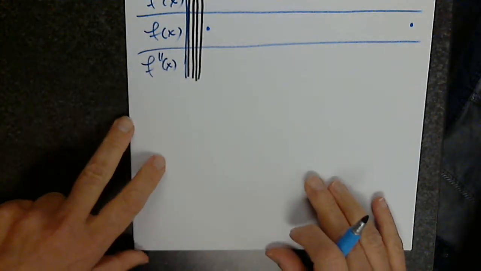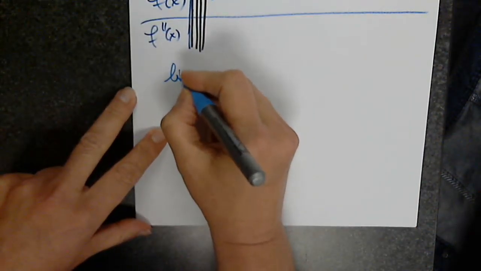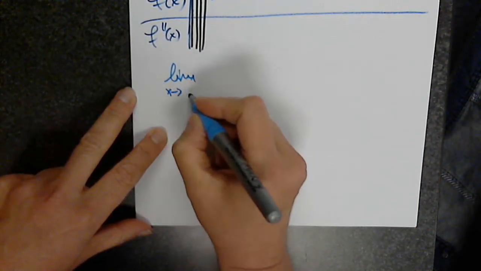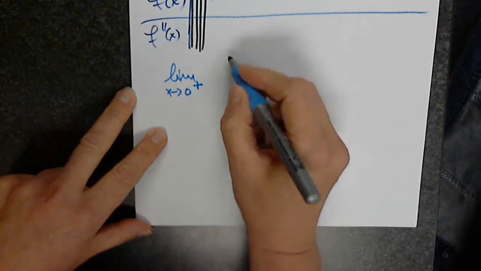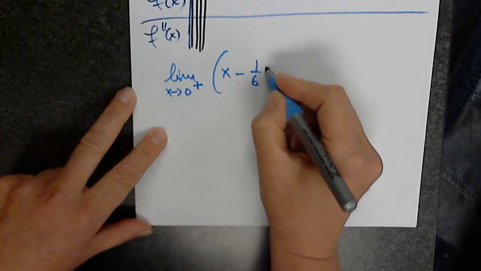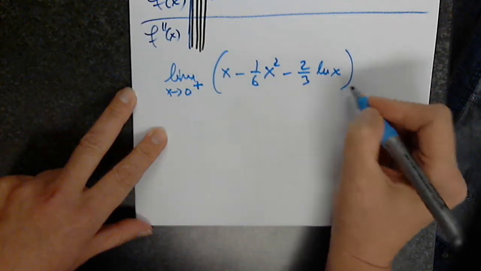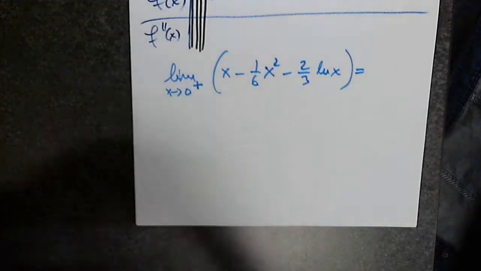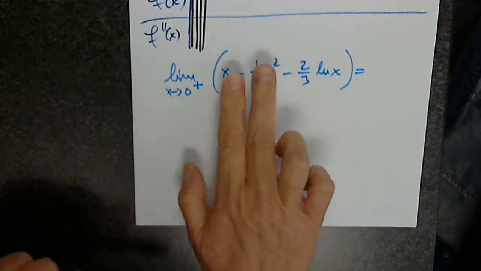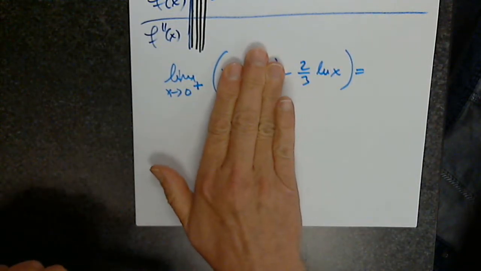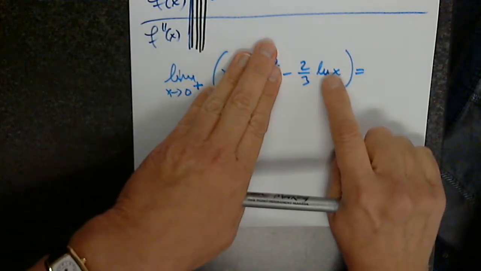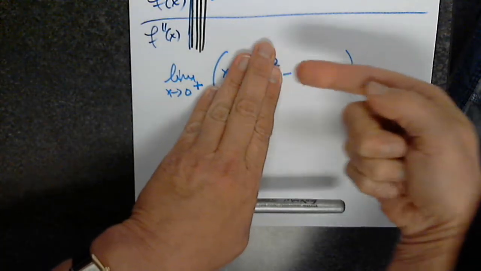So I need to determine x and y intercepts if they exist. I need to determine what happens here and what happens here. And then I can start the first derivative and then the second derivative. Good. So first of all, I'm going to find the limit as x approaches 0 from the right of x minus 1/6 x squared minus 2/3 natural log x.